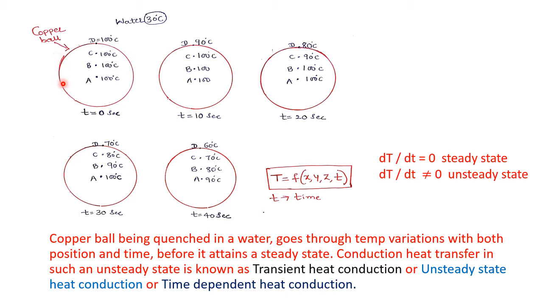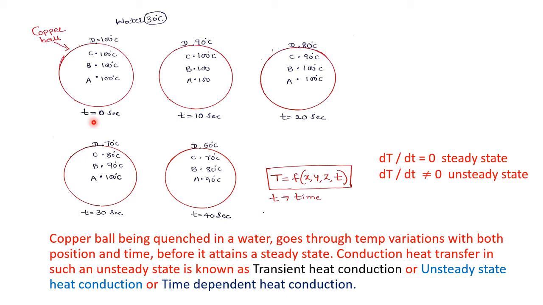So when this copper ball, which is maintained at uniform temperature, is quenched in a water medium which is maintained at 30 degrees centigrade, the body loses heat to the medium. Here heat flows by conduction within the body to the surface and then from the surface to the water medium by convection. Let us assume this process takes place at time t equal to 0 seconds. 0 seconds means at present. At present, this copper ball which is at 100 degrees centigrade is quenched in a water medium at 30 degrees centigrade. So heat flows by conduction from within the body to the surface and then from the surface to the water medium by convection.